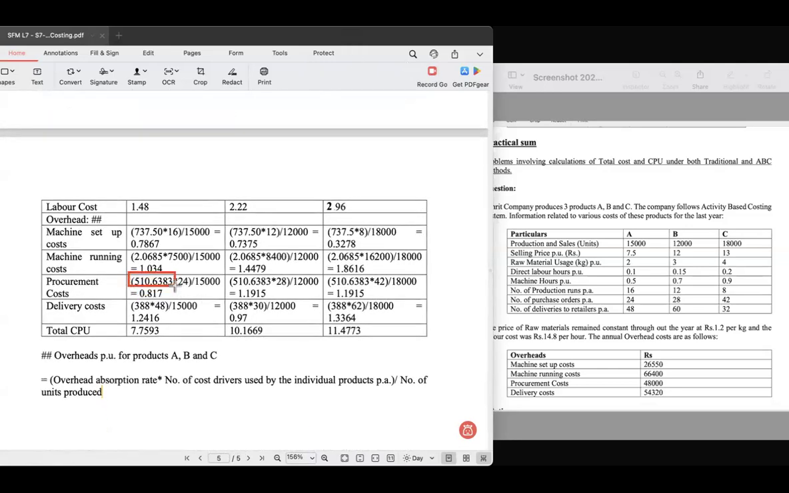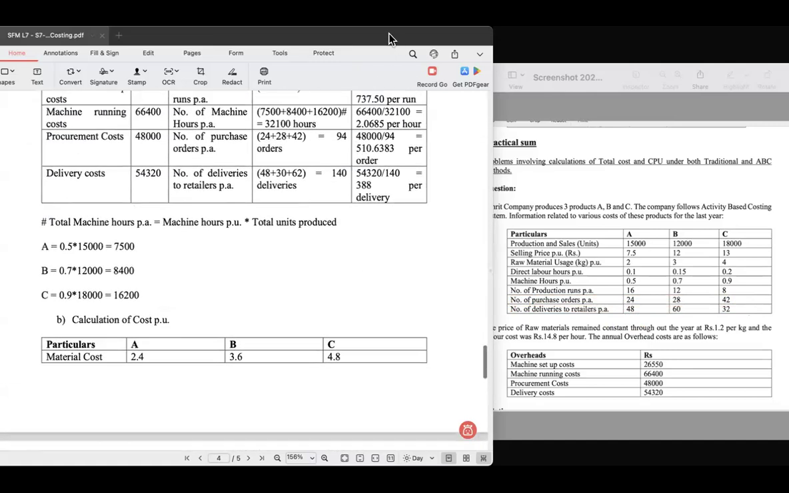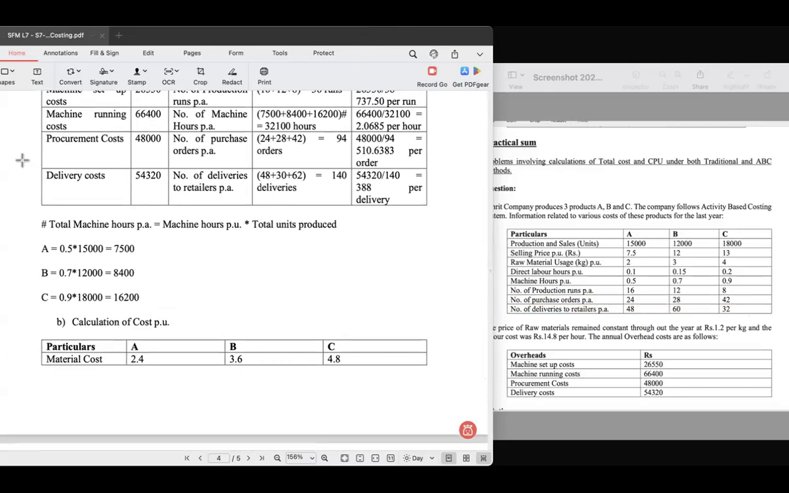So 510.6383, 510.6383, 510.6383, and number of, what was it? What was their cost driver? Purchase orders, right? Purchase orders. Clear? And finally, delivery cost. Their cost driver is number of deliveries to retailers per annum. And their OAR is 388.